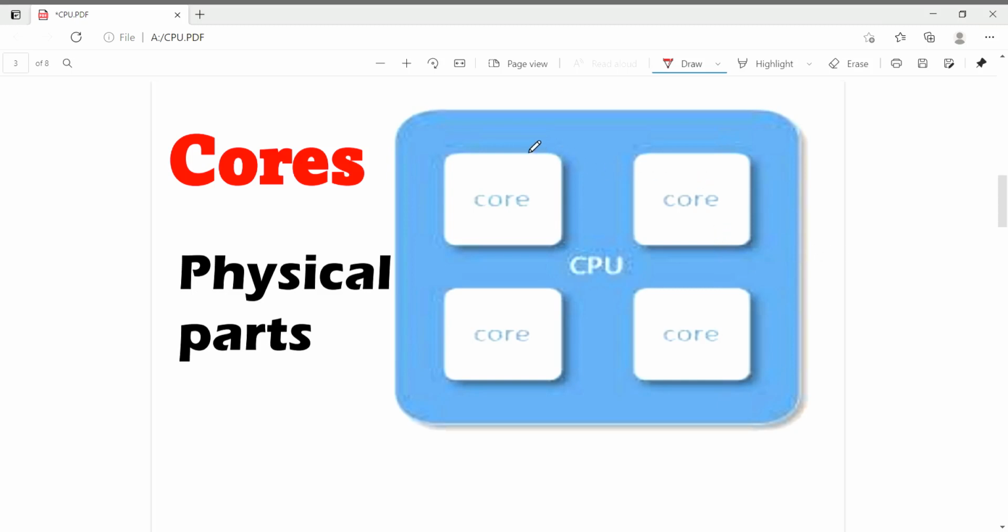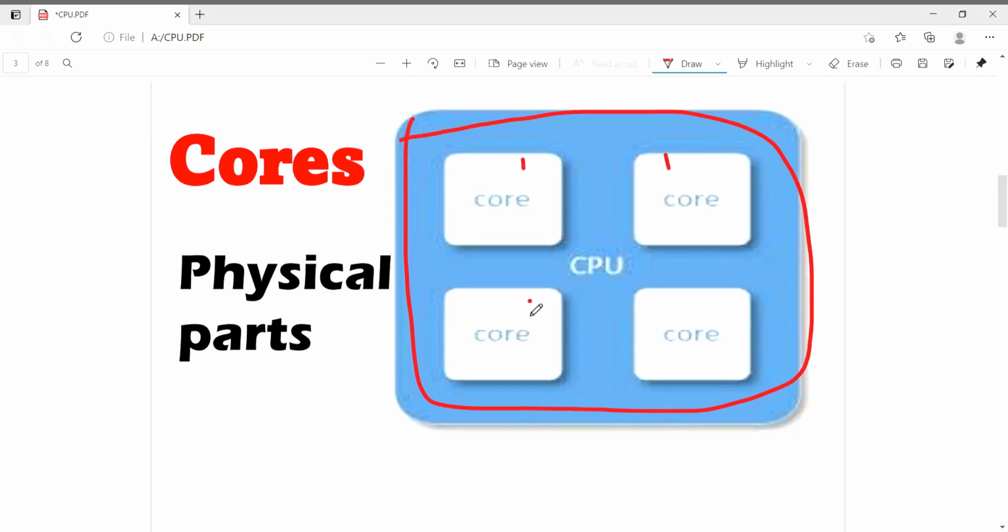Cores are nothing but the physical parts. Let's take this as a processor, and it has 1, 2, 3, 4 cores. It means this is a quad core processor. In the market there are dual core, quad core, hexa core, octa core, and so on. If you want to open a game which is not heavy, a small one, the game stored in your hard disk or SSD comes to the processor, and if a single core is enough to process the data, the processor then gives you output.